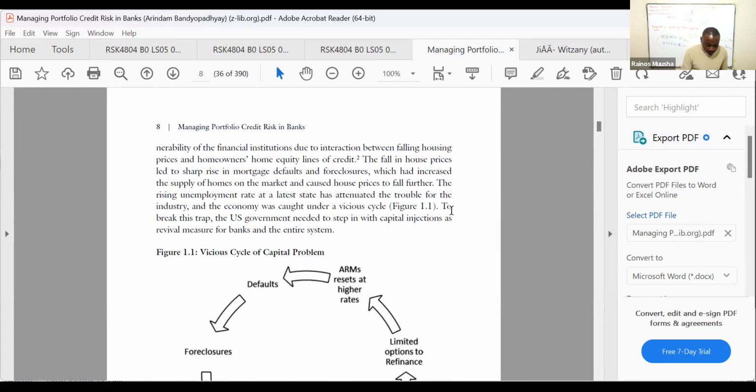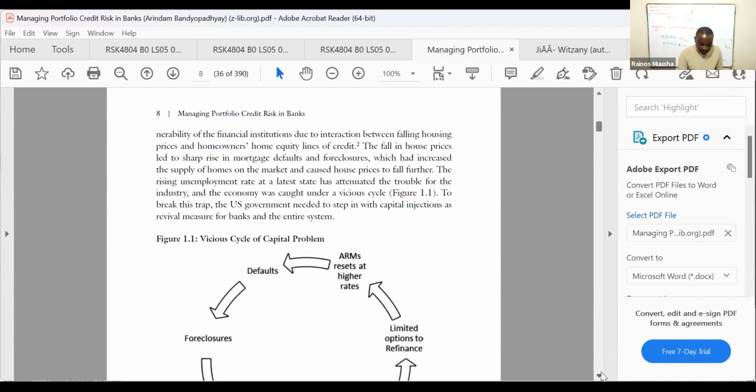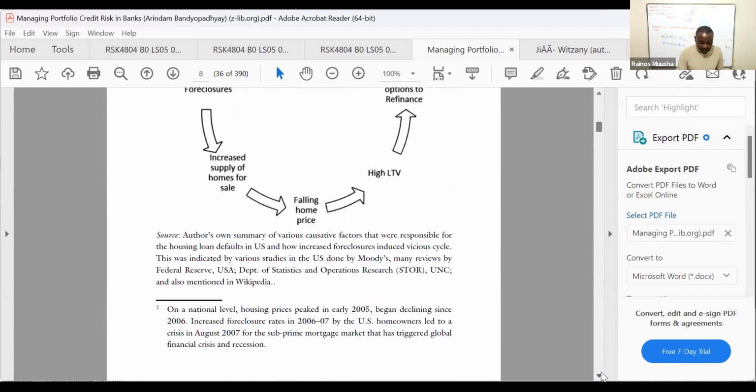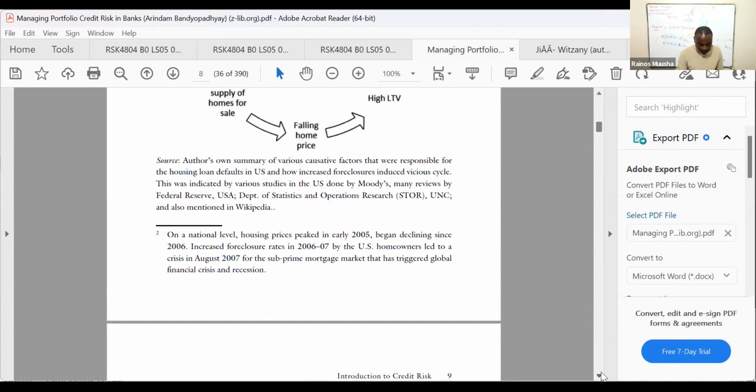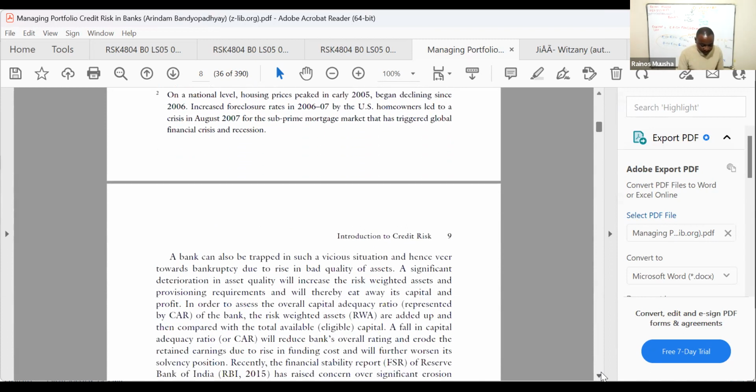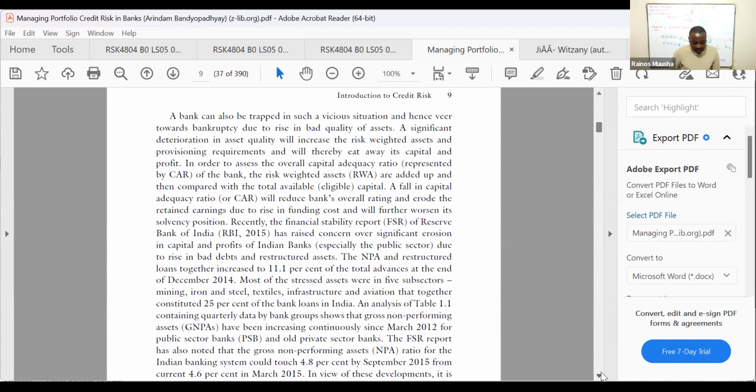So here they say, to break this trap, the US government needed to step in with capital injections as a revival measure for banks and the entire system as well. That's why you see that there were a lot of bailouts done post the 2008 financial crisis. Then they also say it basically means a bank can also be trapped in such a vicious situation and hence veer towards bankruptcy due to a rise in bad quality of assets.